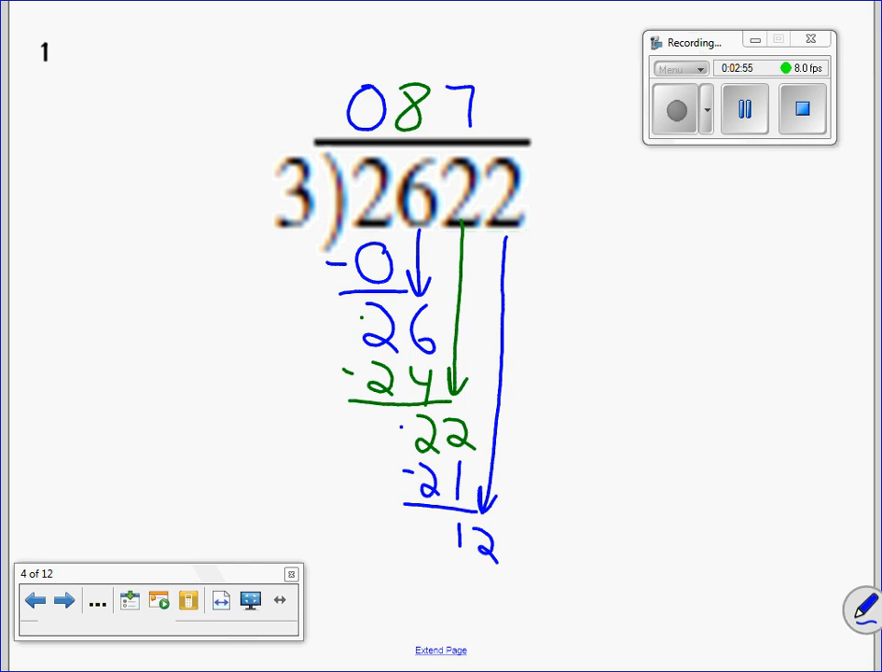How many times can 3 go into 12? 3 times 4 is 12. I want to put a 4 here. So 3 times 4 is 12. I'm sorry, I didn't change colors there, kids. 0. Once we get a 0 at the end, the problem's over.